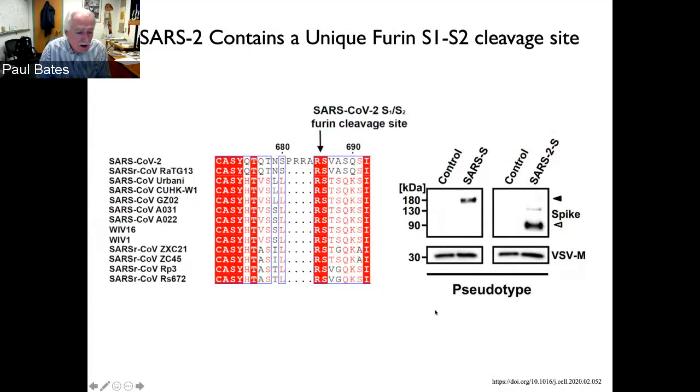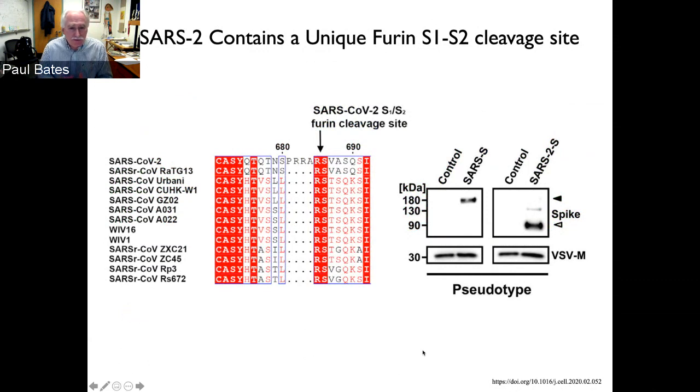And another sort of unique feature of SARS-2 versus SARS is, as Susan mentioned, this acquisition of a furin cleavage site. And so furin likes the sequence RRKR or RRXR. And you can see that here in SARS-2, there's been a 4 amino acid insertion relative to all these other SARS-like coronaviruses. And you can see that now there's a RRXR motif, a perfect furin cleavage site.